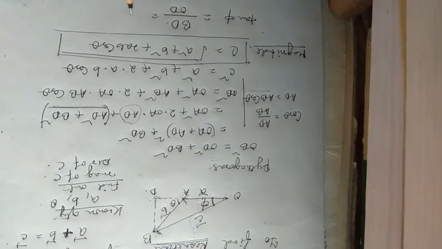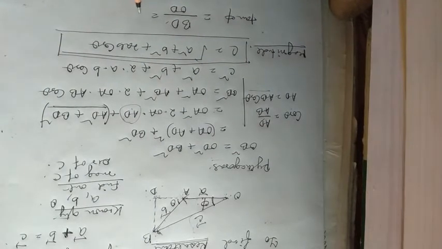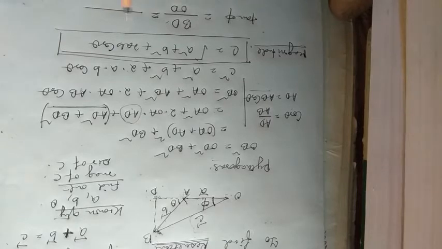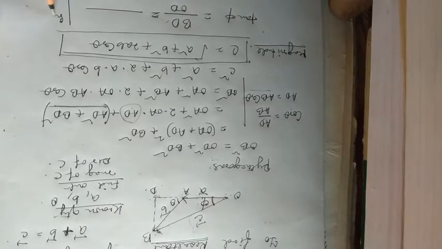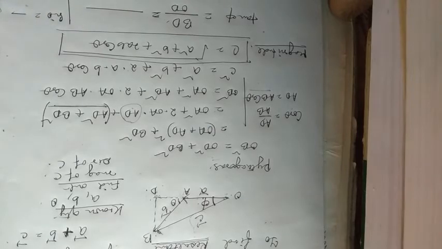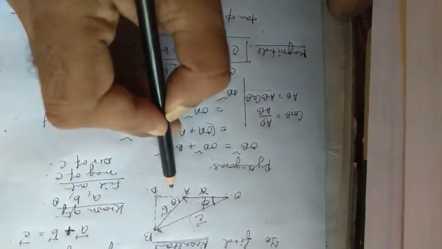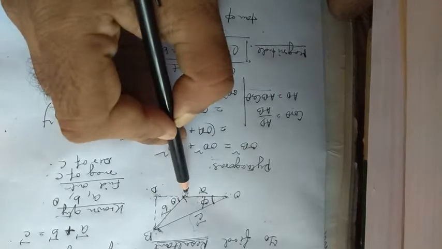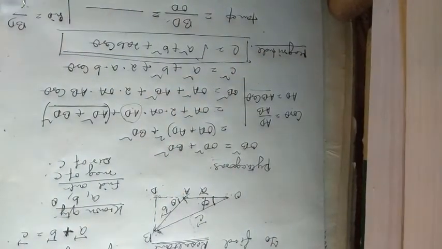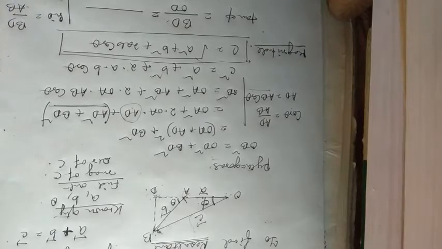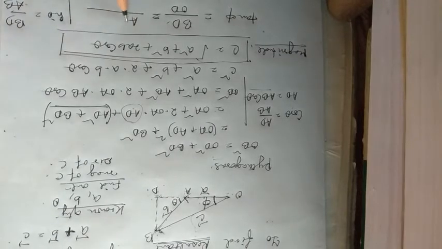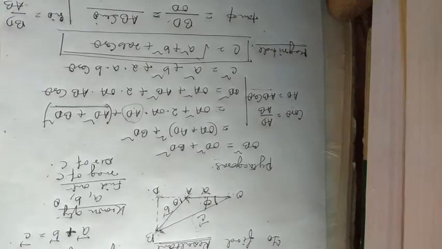BD by OD. Now, BD is a construction part. What do we have to represent it as? BD means, if we find sine theta from this triangle, sine theta means BD by AB. That means BD is equal to AB sine theta. We represent it as AB sine theta.